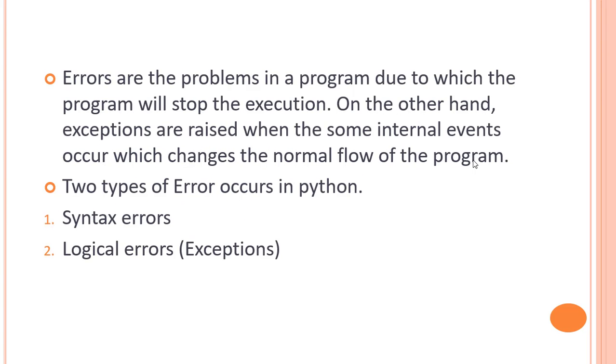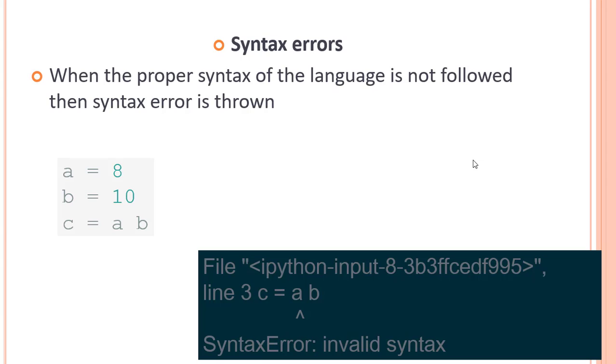Now, as I told you, there are two kinds of errors, syntax errors and logical errors. Syntax errors are errors when you don't follow a particular syntax. Let's say in a print statement, you have not closed the bracket, or in a for loop, you have not given the colon. All of these come under syntax errors. Why? You haven't followed the proper syntax of the code. So these are known as syntax errors.